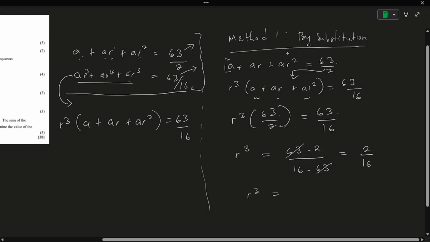So R cubed is the same as 1 over 8 because 2 goes once and it goes 8 times into 16, and the cube root of that is the same as 1 over 2. So this is another method to do it. You can either use inspection or you can use substitution. It all leads to the same answer.